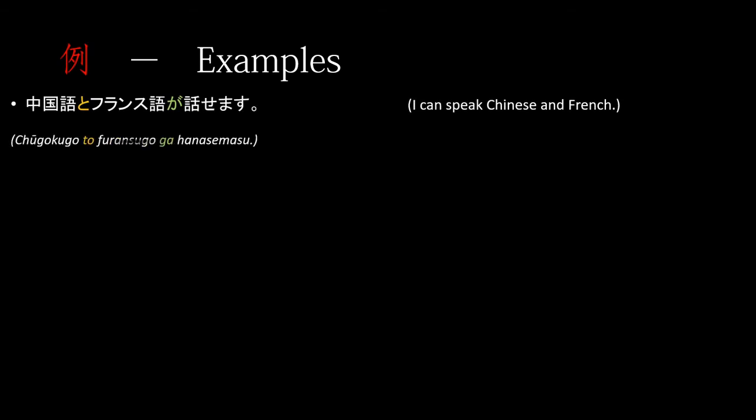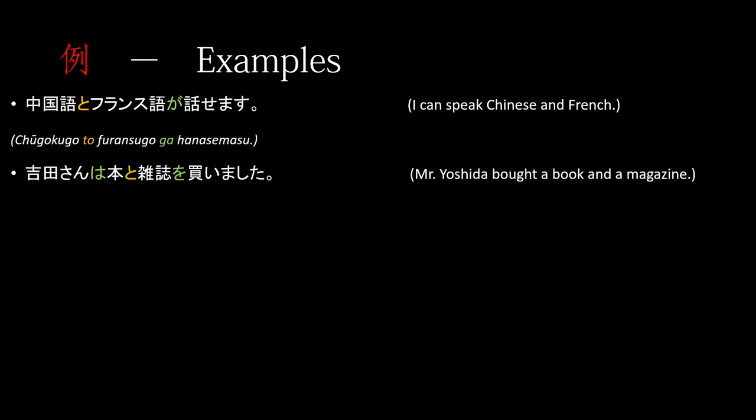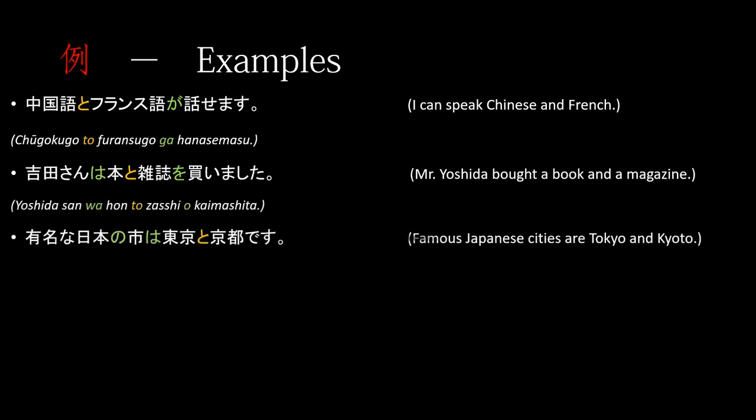Now, I will first pull up 3 sentences that illustrate the most basic and the most important meaning of to, and that is to act as and in the Japanese language. As you can see from the first sentence, Chugoku go to Fransu go ga hanasemasu. I can speak Chinese and French.